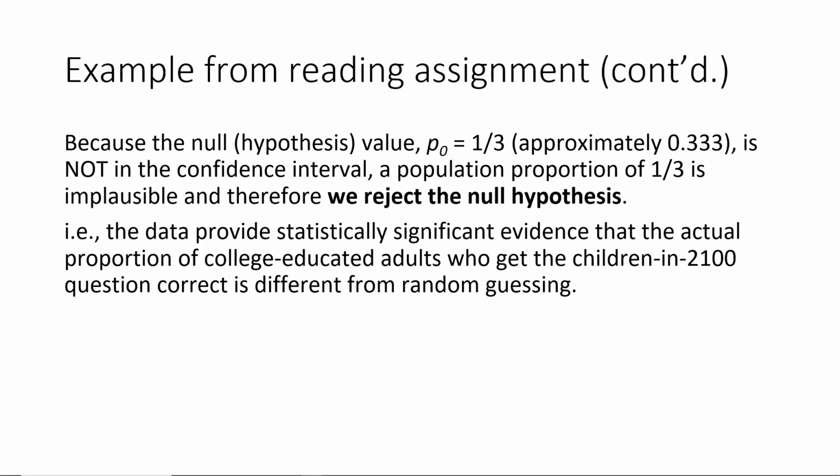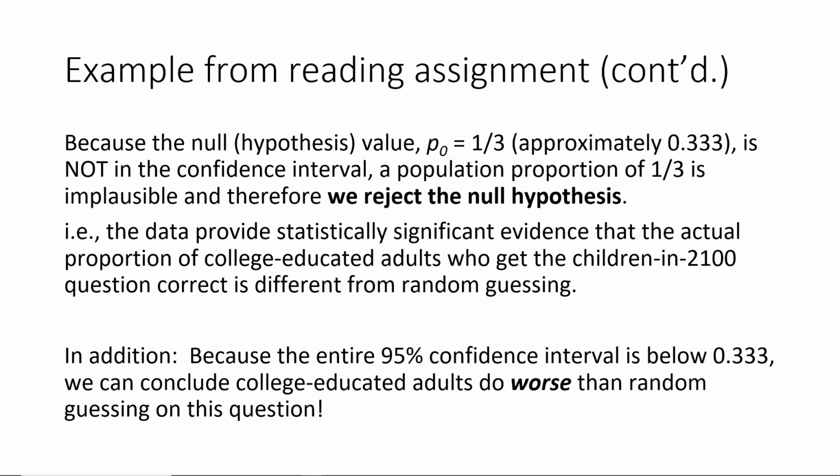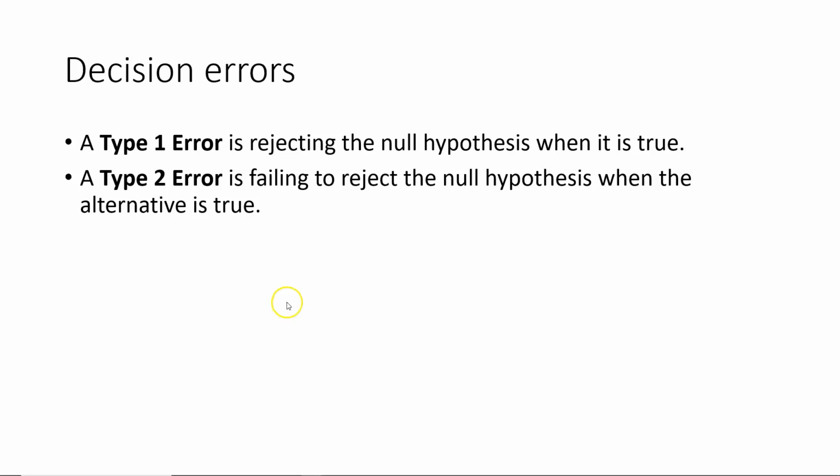That is, the data provides statistically significant evidence that the actual proportion of college-educated adults who get the Children in 2100 question correct is different from random guessing. In fact, we can say more than that. Because the entire 95% confidence interval is below 333 thousandths, we can conclude that college-educated adults do worse than random guessing on this question. And that concludes the overview of the hypothesis testing process.